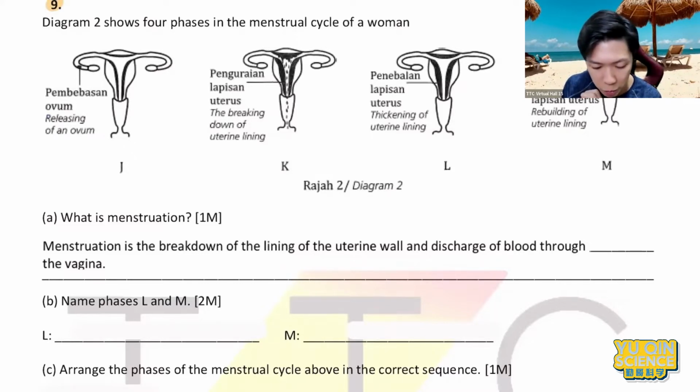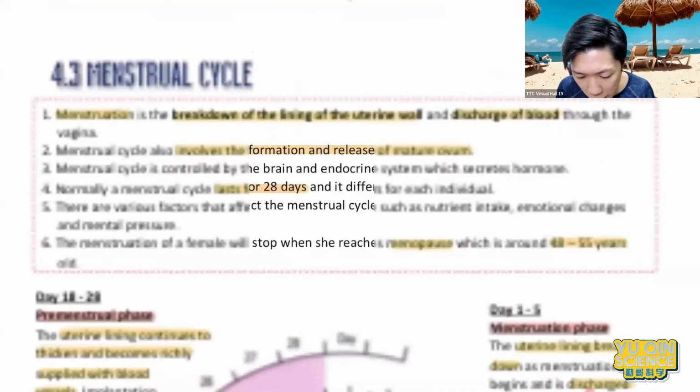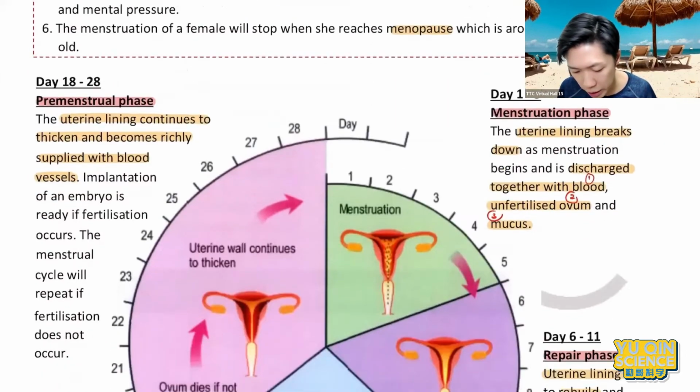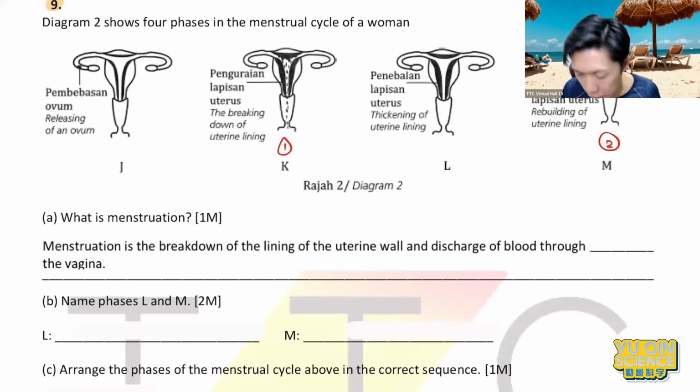So the first will be breaking down of the lining. So I think where the picture shows you things are flushing out, I think K is your step number 1. Okay, after breaking down goes to number 2. Number 2 has to be the thinnest wall, and things start to repair. Yeah, look at the picture like that. Okay, so that would be M, the second one.